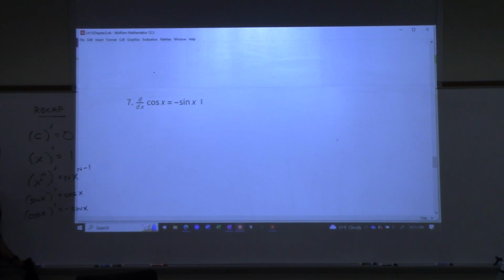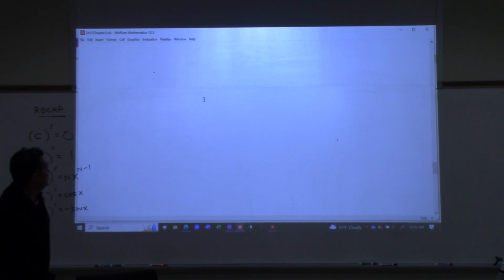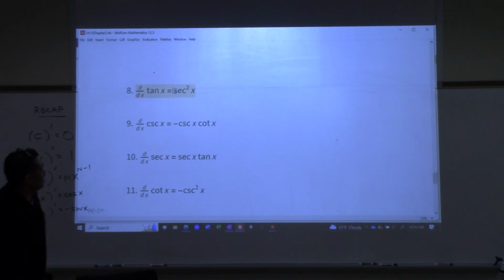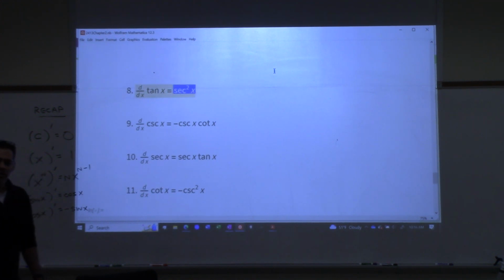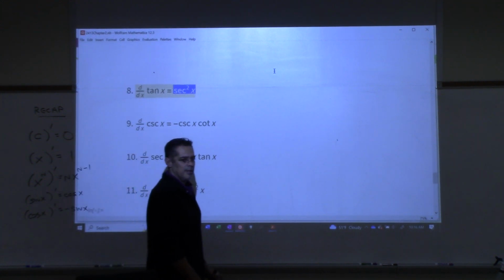What do you think we're going to go after now? Tangent, right? Might be worth it to figure out what the derivative of tangent is. Now, I'm not going to do it graphically. I'm just going to tell you what it is, all right? The derivative of tangent is secant squared x. You weren't expecting that, were you? Derivative of sine was cosine. Derivative of cosine was negative sine. Everything's nice and clean. And then you get the derivative of tangent, it's secant squared x.